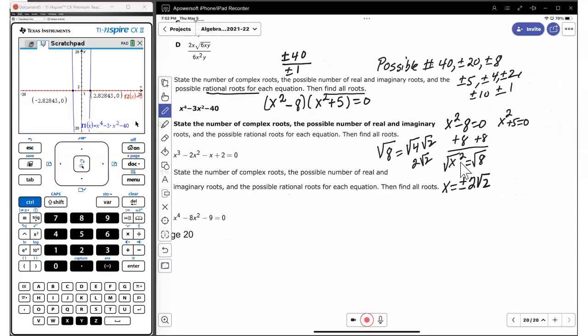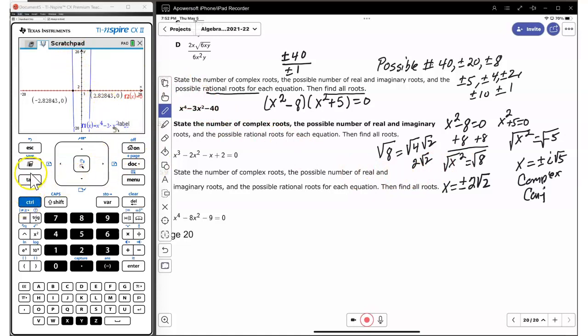Now the other one is interesting because you have x squared equals negative 5. Get the square root of both sides. So x equals plus or minus i times the square root of 5. Remember I told you this is a complex conjugate.